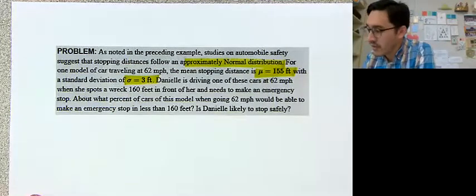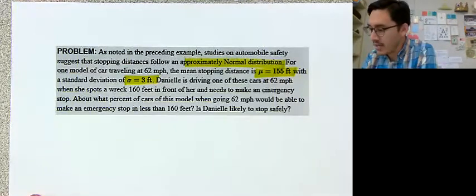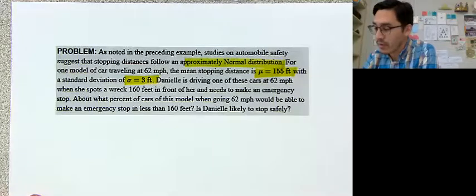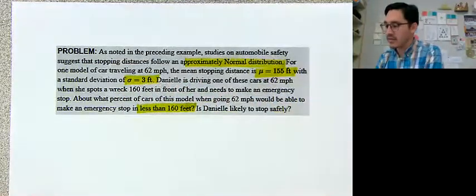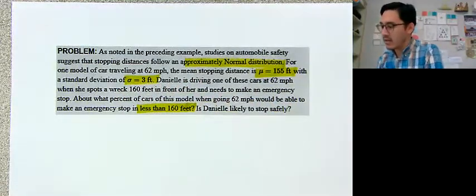Danielle is driving one of these cars at 62 miles per hour when she spots a wreck 160 feet in front of her and needs to make an emergency stop. About what percent of cars of this model, when going 62 miles per hour, would be able to make an emergency stop in less than 160 feet? Is Danielle likely to stop safely?